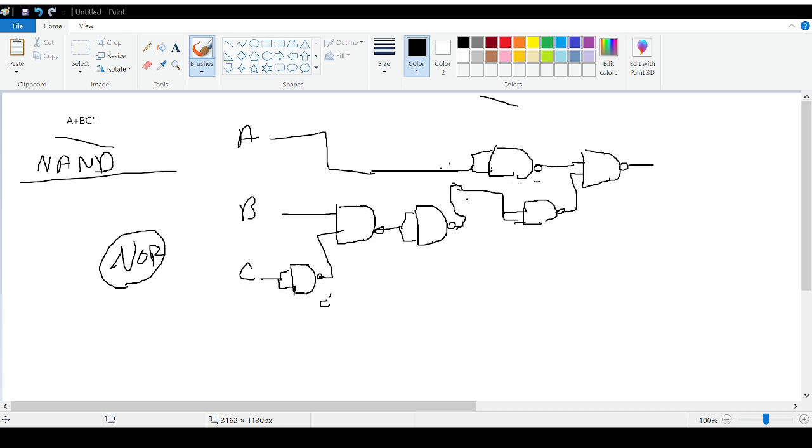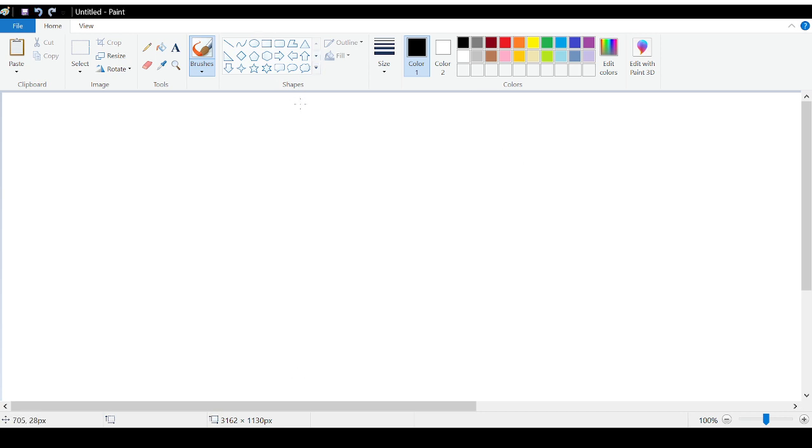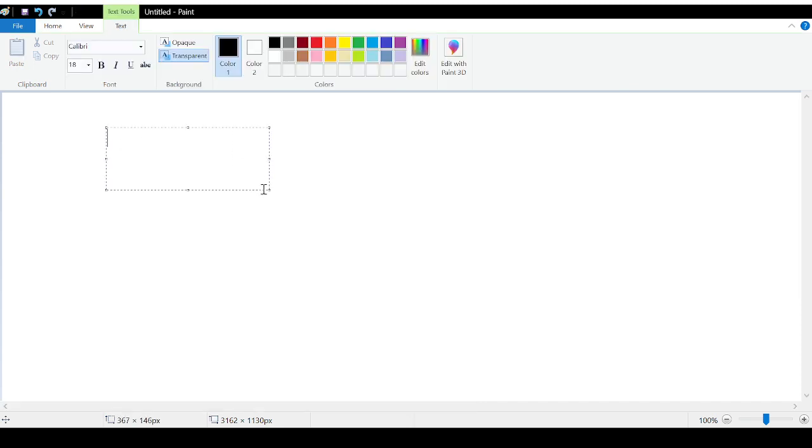Next chapter is going to be on SOP and POS, and this is going to be a very easy chapter. So if you get any question from SOP POS, you should be able to get full marks in it. Before I start it, let me give you an example. So let's have a function. The function is A plus BC bar.